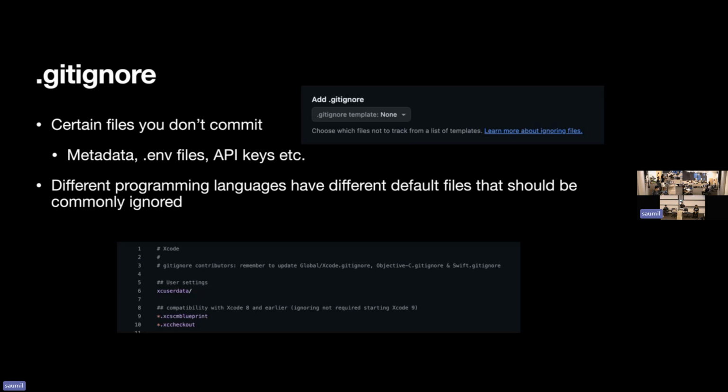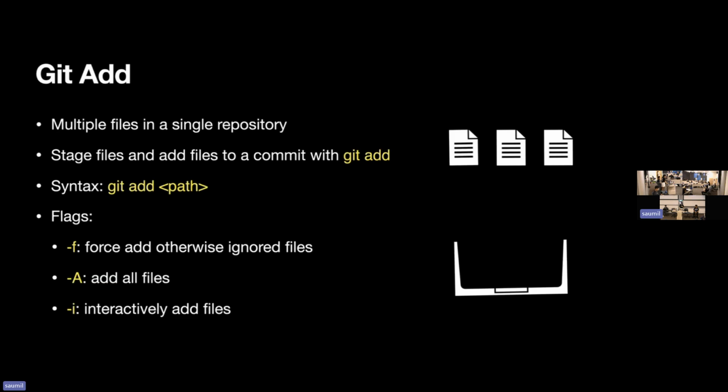And when you create a repository on GitHub, which we'll be doing in a later demo, if you scroll in the settings section, there will be a part for you to add in a .gitignore template. Different programming languages have different sets of files that are commonly ignored when you push it to Git. So this over here is just an example. I think this is Swift. Yeah, Swift.gitignore.